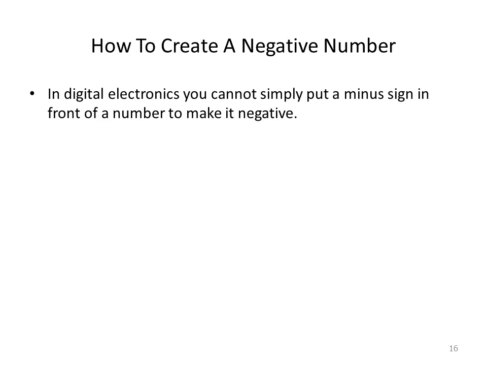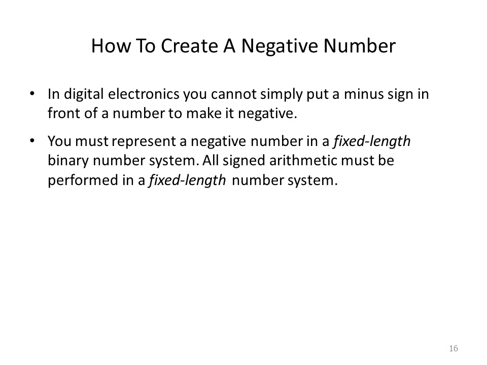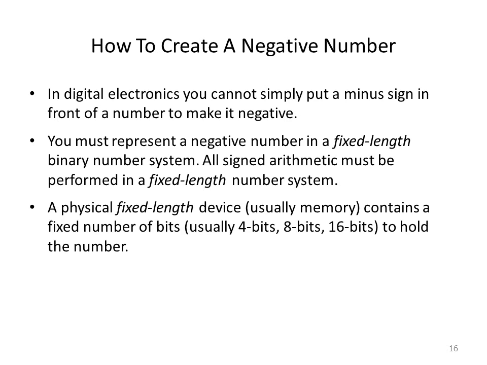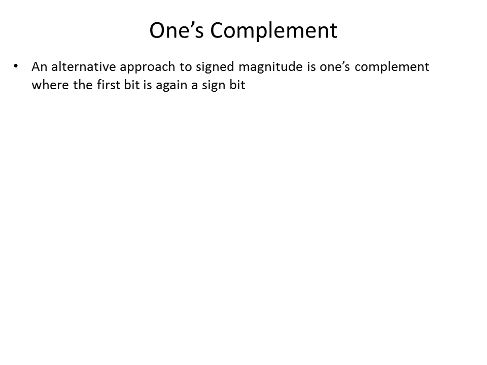How to create a negative number? In digital electronics, you cannot simply put a minus sign in front of a number to make it negative. You must represent a negative number in a fixed length binary number system. All signed arithmetic must be performed in a fixed length number system. A physical fixed length device contains a fixed number of bits, usually 4 bits, 8 bits, 16 bits, to hold the numbers. At first, the ones complement representation, an alternative approach to signed magnitude.